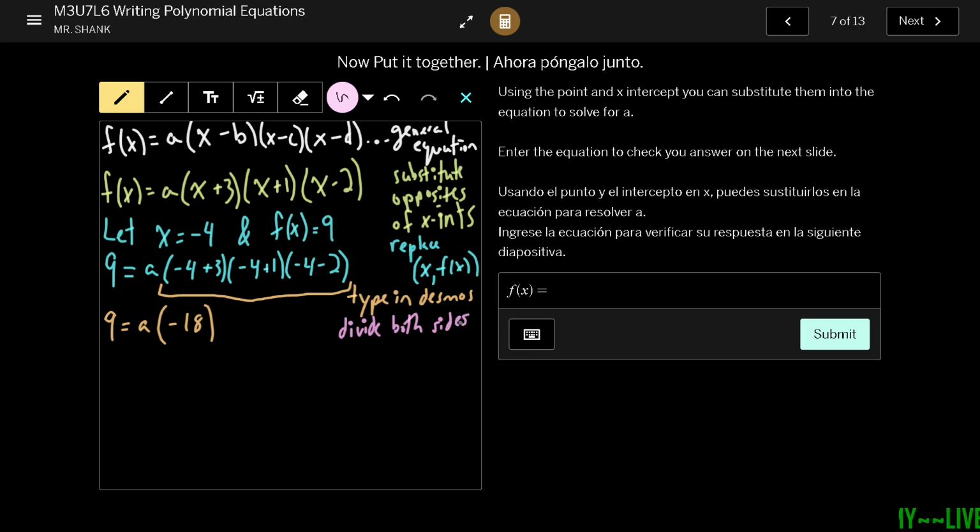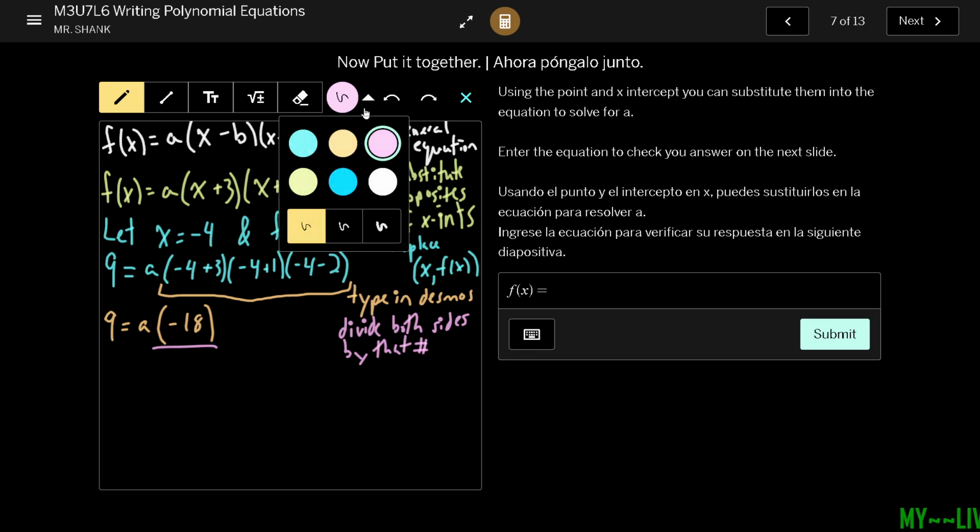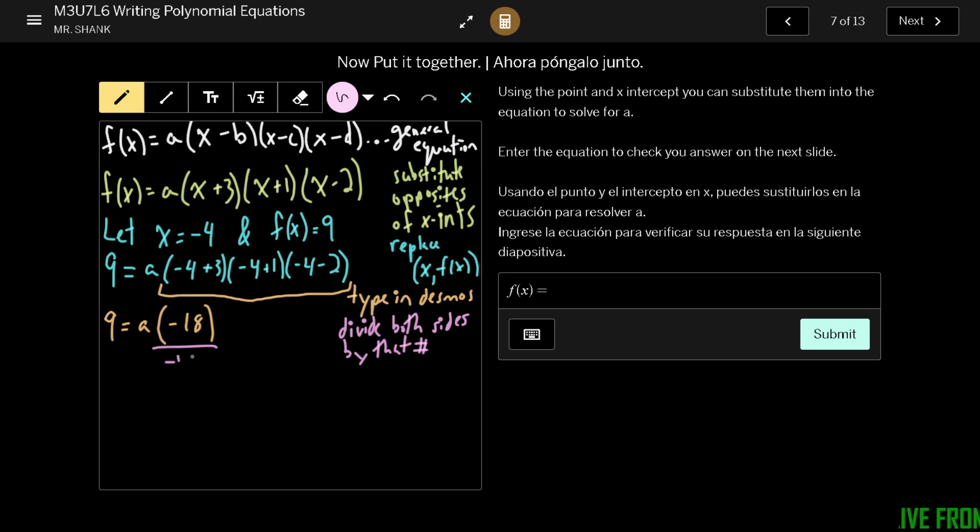Let's divide both sides by that number. What I mean by that is, whatever number you get, I'm trying to solve for a, so it's currently multiplying. I have a times negative 18, which means I have to divide both sides by negative 18. Let's just do negative 18. Try it again, negative 18, negative 18.